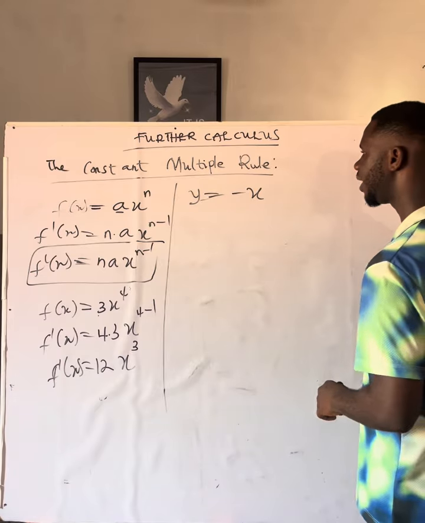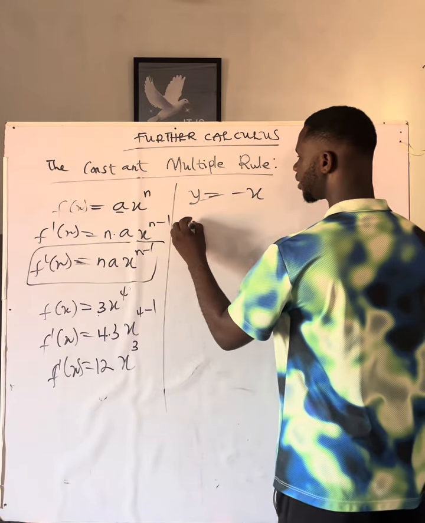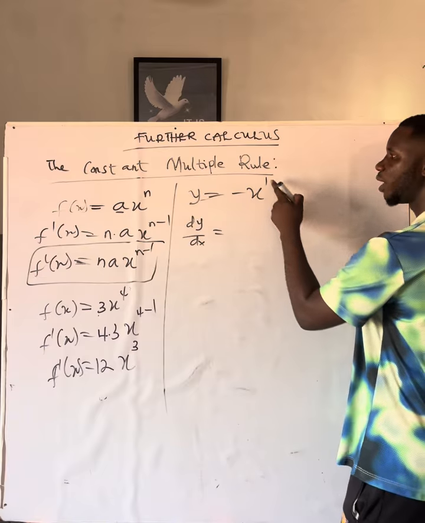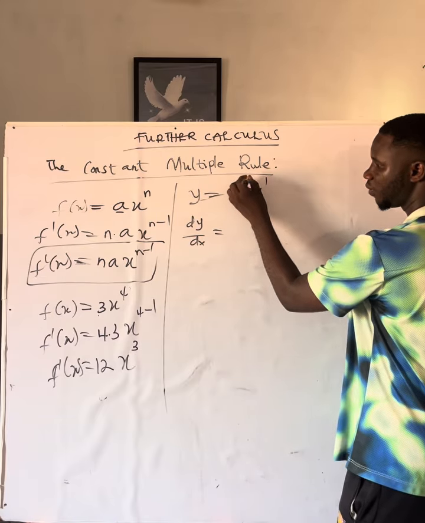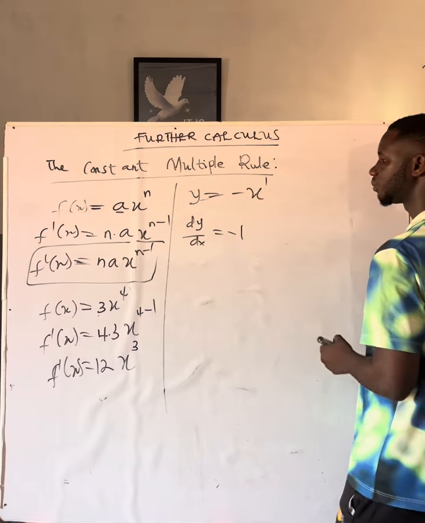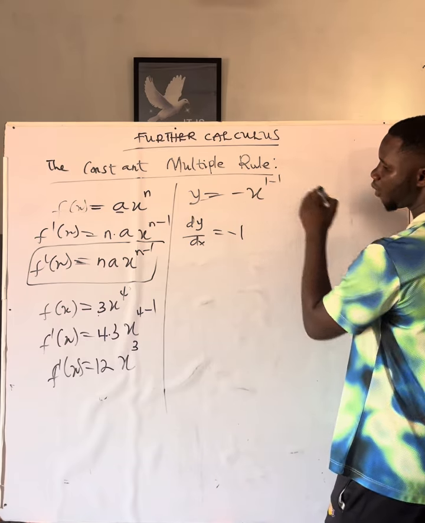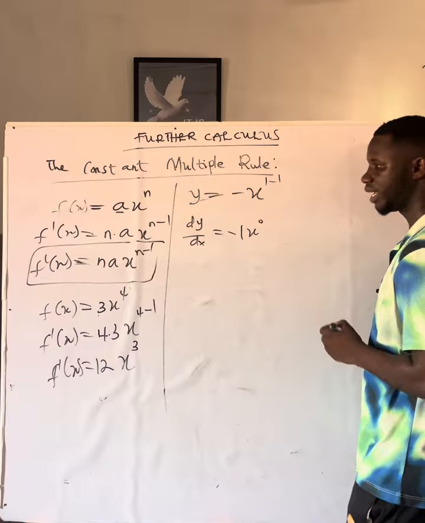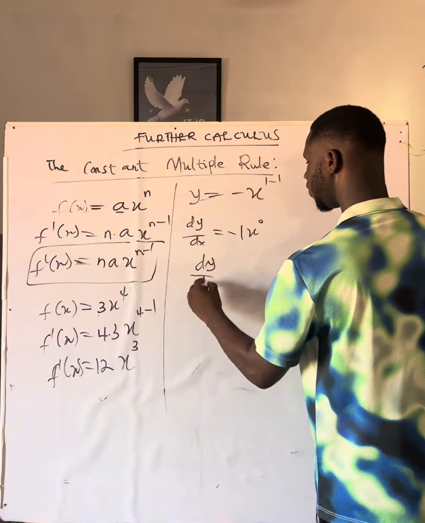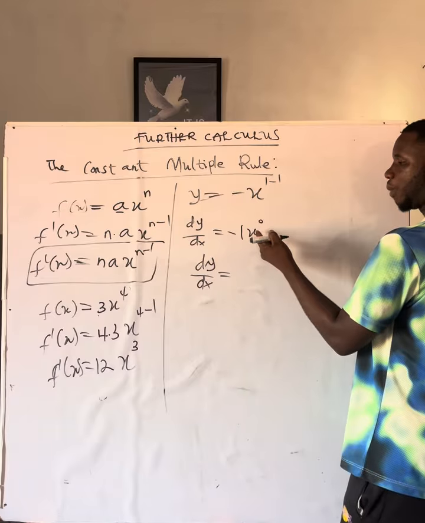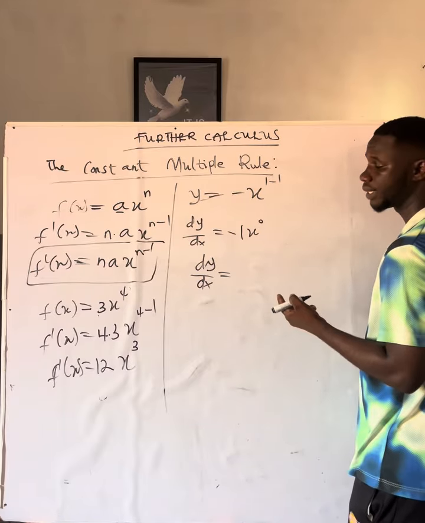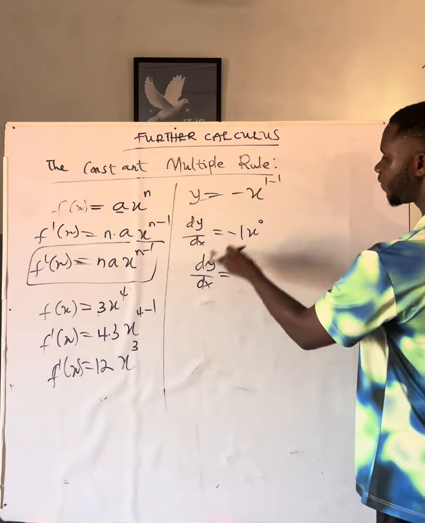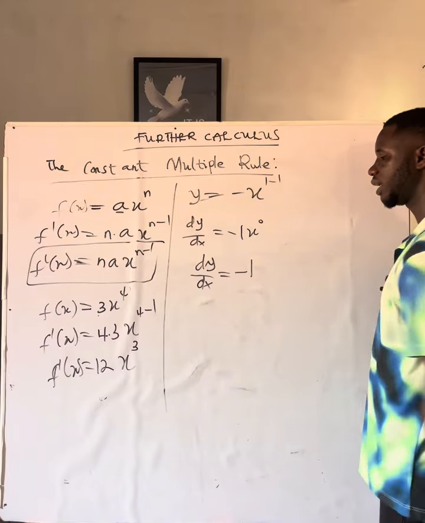y is equal to negative x. Let's see what we will get. Our dy dx will be equal to, so this one is having power of 1. So 1 will multiply the negative 1 over here. That will give us -1. Now we subtract what from here? A power of 1 from this. So if we subtract power of 1, we are going to get x raised to the power 0. Now dy over dx is equal to 1, because x raised to the power 0 gives us 1. And that 1 times this -1 is still -1. So now the derivative of this function gives you dy dx equals -1.